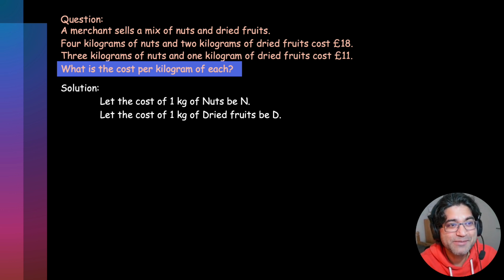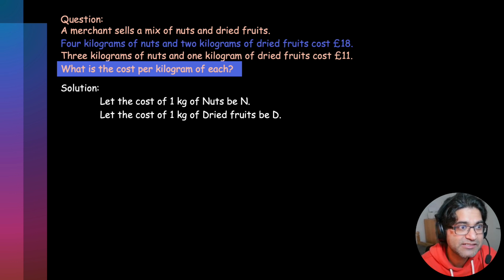So going back to the problem statement, cost per kilogram of each, which means cost of 1 kg of each. So if we get the value of n and d in terms of a number, then that is our final answer. Now to find those values of n and d, we need to create equations from the statements provided.